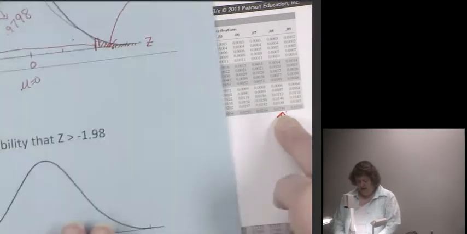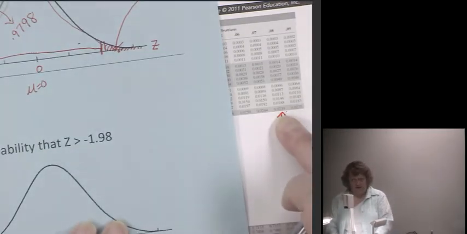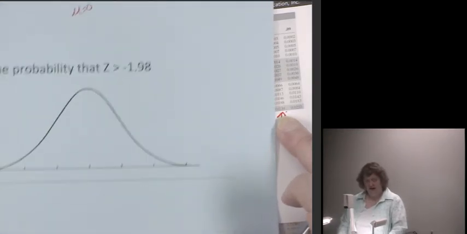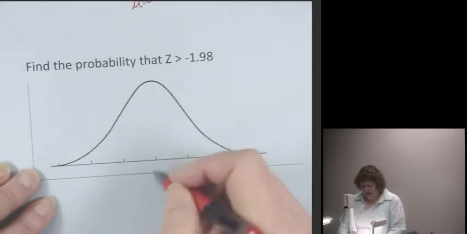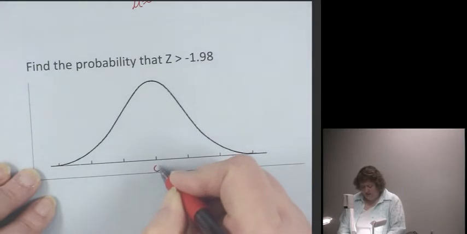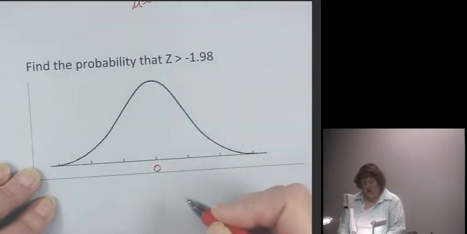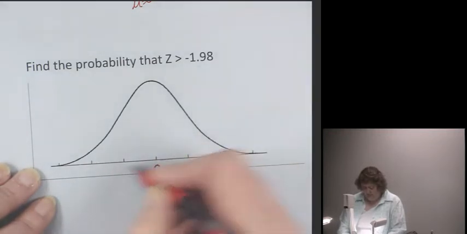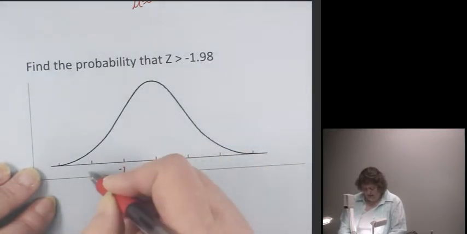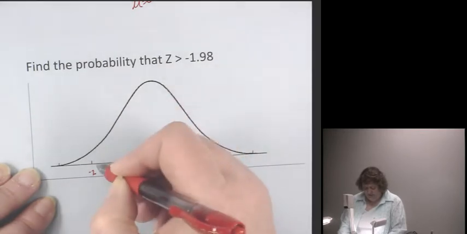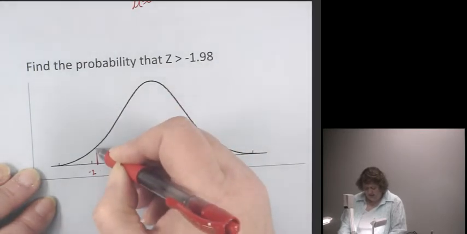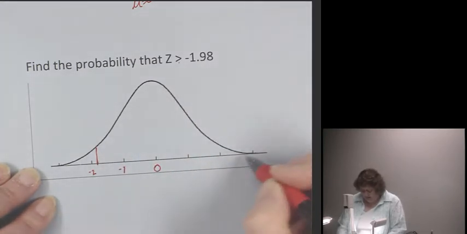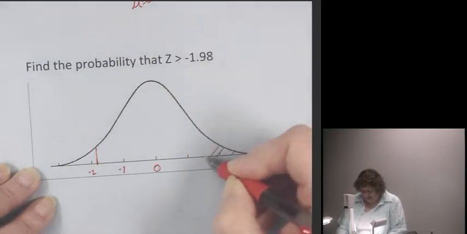Now, I didn't graph it first. Oh no. So that means I need to graph it. Sometimes I'll do that. We all do that as we get in a hurry. But that's why we want to graph it, because I'm not sure what to do with that area. Okay, negative 1, negative 2. So negative 1.98 is going to be really close down here. And I want the area greater than this. So I want all of this area here.